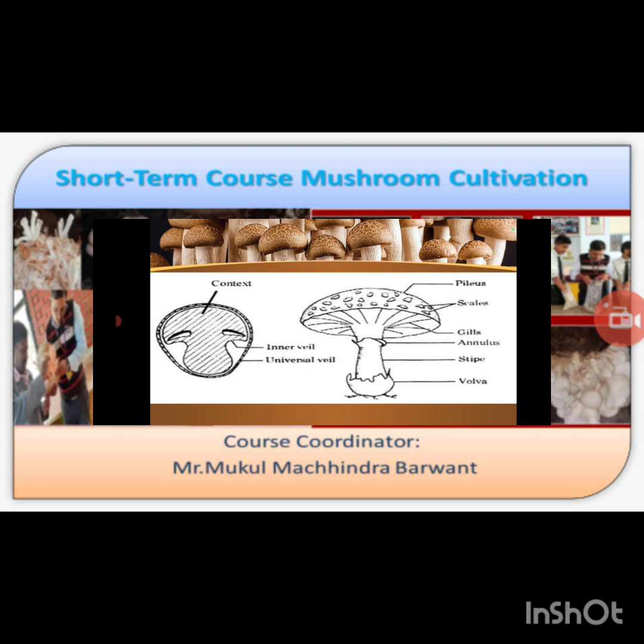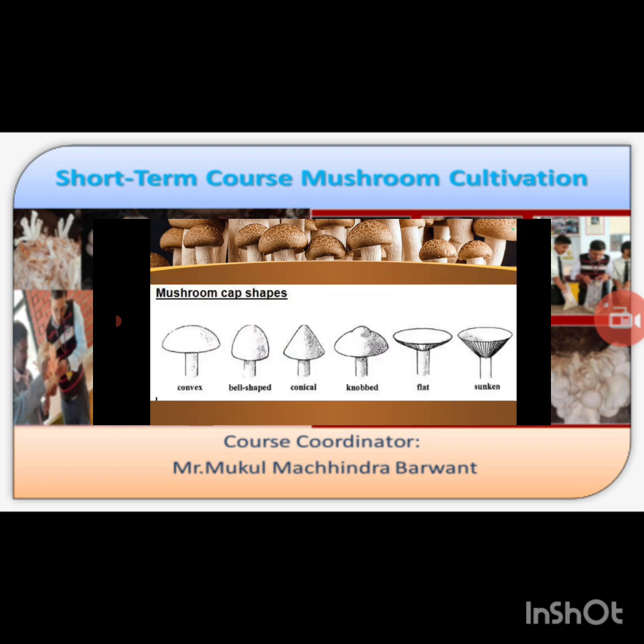Let's see in this figure. We can observe the bottom of the mushroom is called the volva, then the middle stem-like structure is the stipe. Inside the umbrella there is a gill-like structure. At the attachment of the umbrella-like fruiting body to the stipe, there is a ring known as the annulus, and the umbrella-like cap structure is known as the pileus. Then scales are present on the pileus.